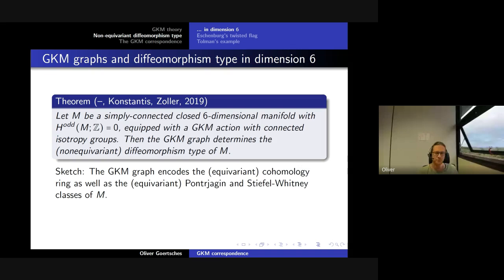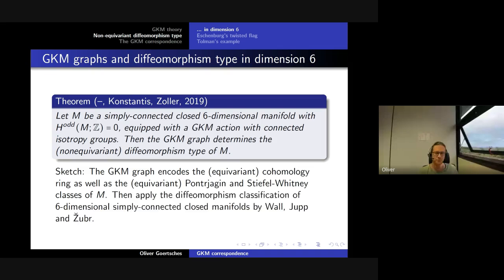So the GKM graph encodes, and this is what Goresky, Kottwitz, and MacPherson originally did in their paper, they did equivariant cohomology, right? From this point of view, GKM theory is interesting because the GKM graph encodes the whole equivariant cohomology ring of the action. And it encodes more. It also encodes the equivariant characteristic classes. This was known over the rationals with the characteristic classes. We had to work a little bit more here with these characteristic classes with integer coefficients. But roughly, the basic statement that cohomology ring and characteristic classes are encoded in the GKM graph was known.